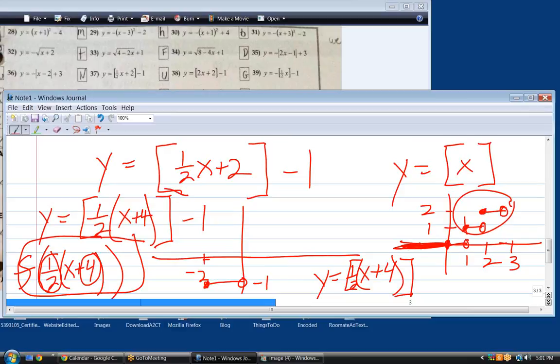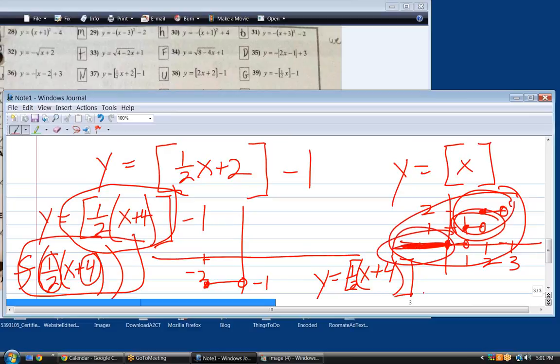But if I use this, now I got to move every one of these 4 units to the left, and then I'm going to move them down 1. One of these is going to end up right there, I guarantee it, so that we have the correct graph. Okay. All right. That makes sense.